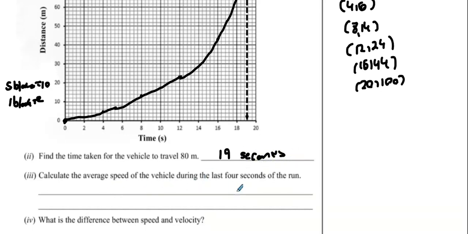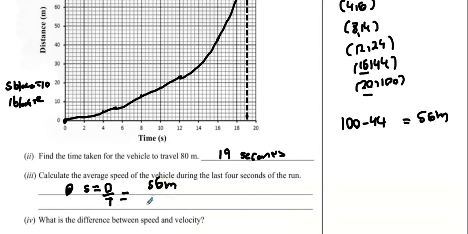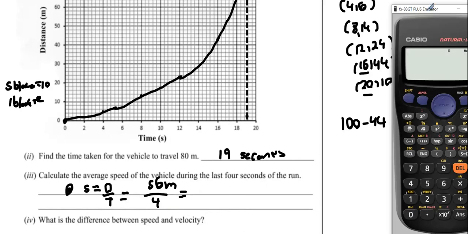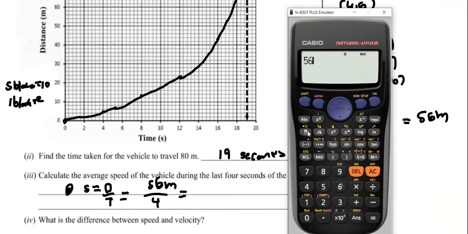Calculate the average speed for the vehicle during the last 4 seconds of the run. So you're talking about 16 to 20 seconds. We have these 2 points here. So it travels 100 take away 44, which is 56 meters in this time. So speed equals distance over time, which would mean it travels 56 meters in 4 seconds. 56 divided by 4 is 14 meters per second.